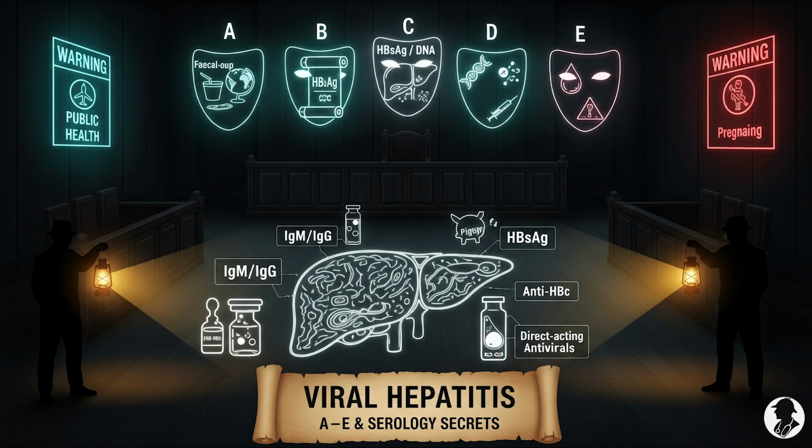Then antivirals might be considered. For chronic HBV, the goal is usually lifelong suppression of the virus. We want to get that HBV DNA undetectable, stop liver damage progressing. We use antivirals like PEG interferon or pills like tenofovir or entecavir.